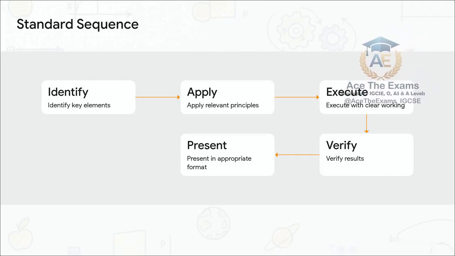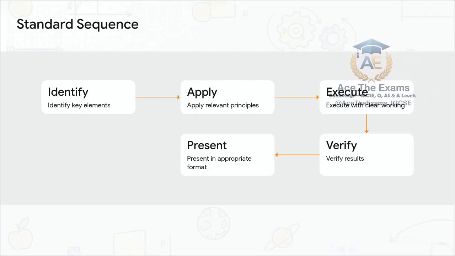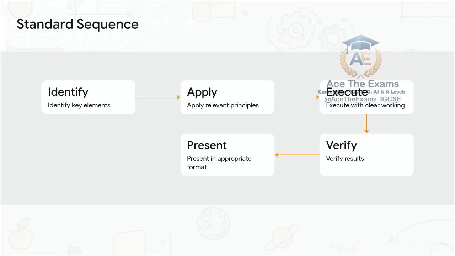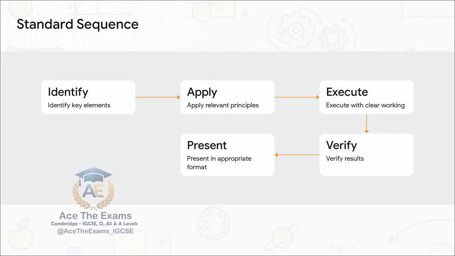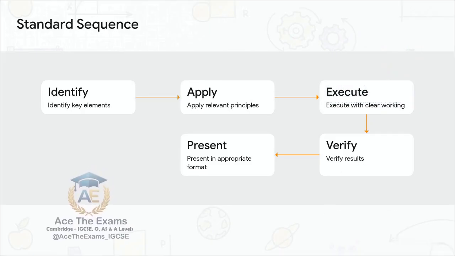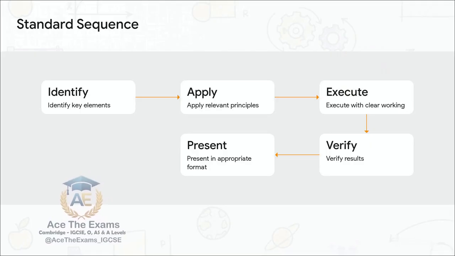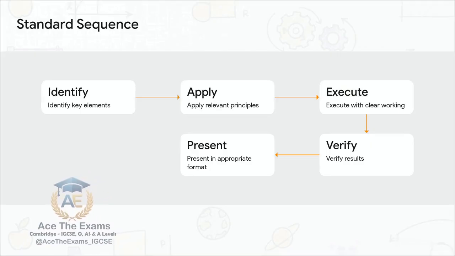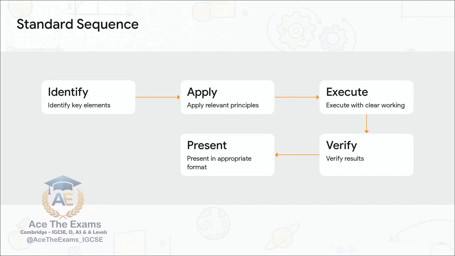Step 4. Verify results. Check the telemetry. If your calculation outputs a negative tension in a simple string, does that make physical sense? Absolutely not. Strings cannot push. Recalculate. And finally, step 5. Present in appropriate format. Always output your final coordinates to the exact significant figures demanded by the Cambridge parameters.